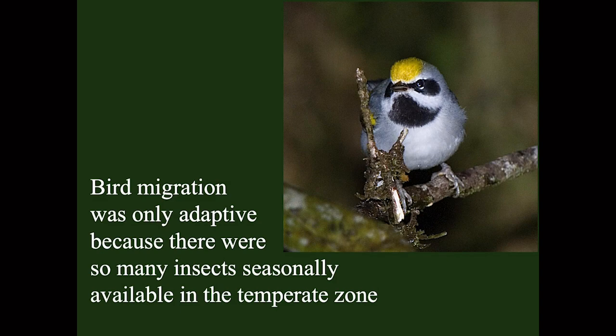So let me emphasize this. Bird migration was only adaptive because there were a whole lot of insects in the temperate zone to help them balance the cost of that migration.